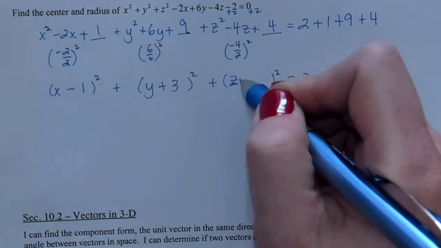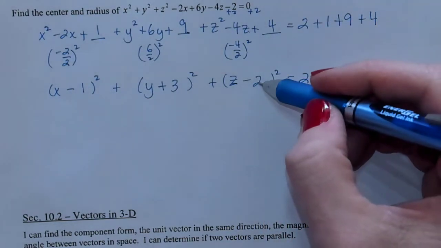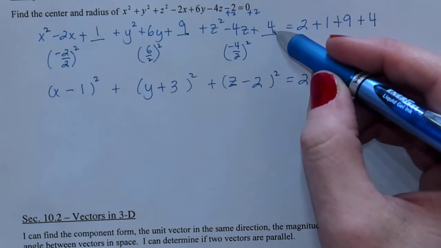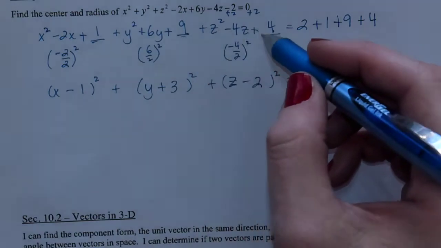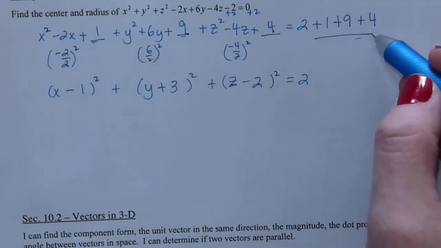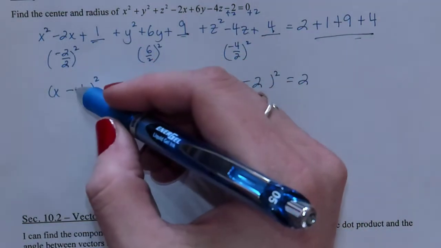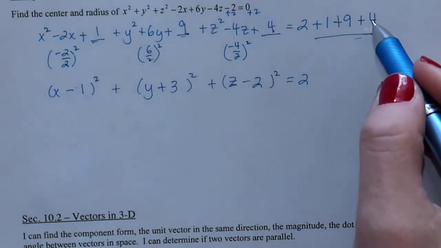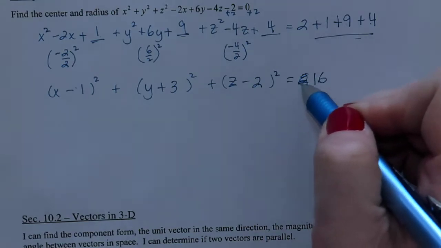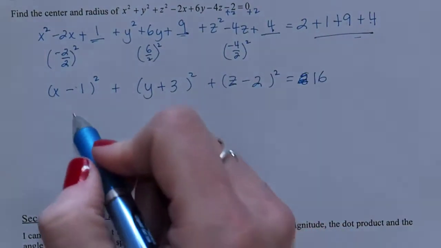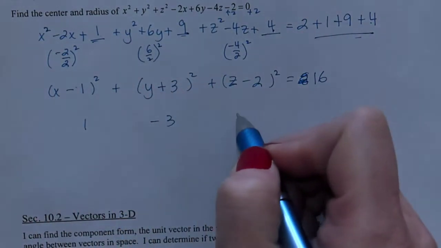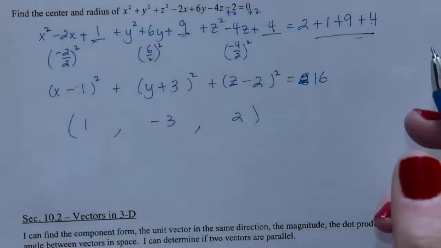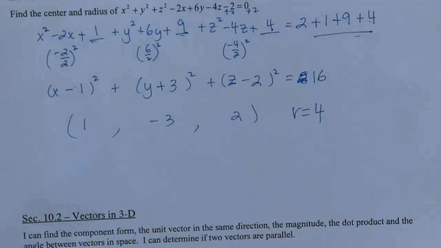Whoops, I need a z first. And then when you squared it, that's what went up there. So squaring it gives you the number on the blank, which also gives you your other side. And then when you just divide it, that actually tells you what's in your factor. 2 plus 1 plus 9 plus 4 is actually 16. So now we can take our center right out, which is 1, -3, and 2. And our radius is 4.